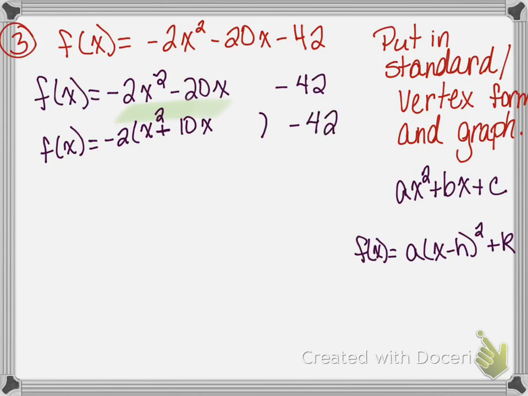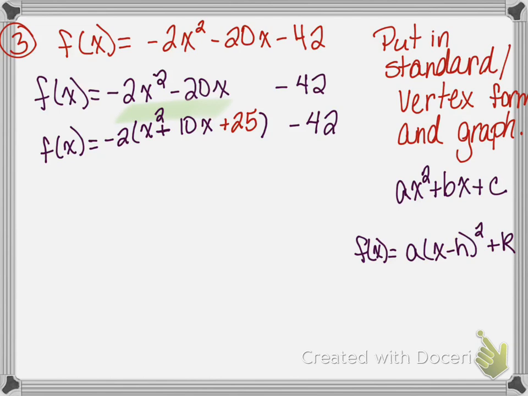Okay, and then I'm going to close this parenthesis right here, and then I'm going to leave my -42 outside of that parentheses. Now what I want to do now is complete the square of this. So I'm looking at my x squared plus 10x, and I am focusing on that to complete my square. So I am going to take half of my 10, which is 5, and then I'm going to square it. And so I am adding 25 to that. Now there's a couple things that we want to look at before we decide what we're going to do with the -42 outside the parentheses.